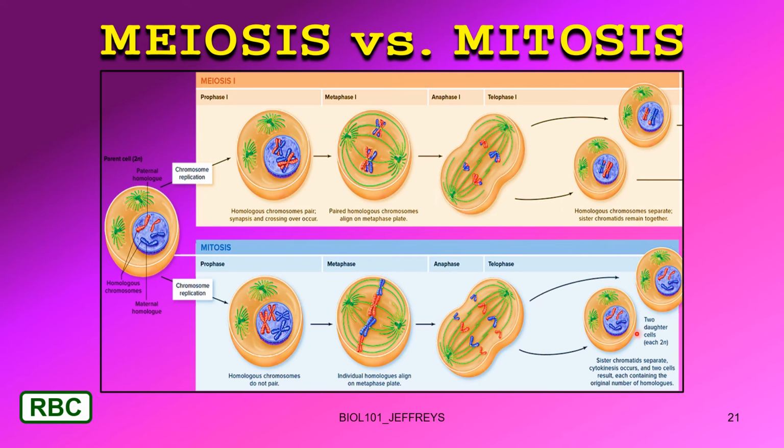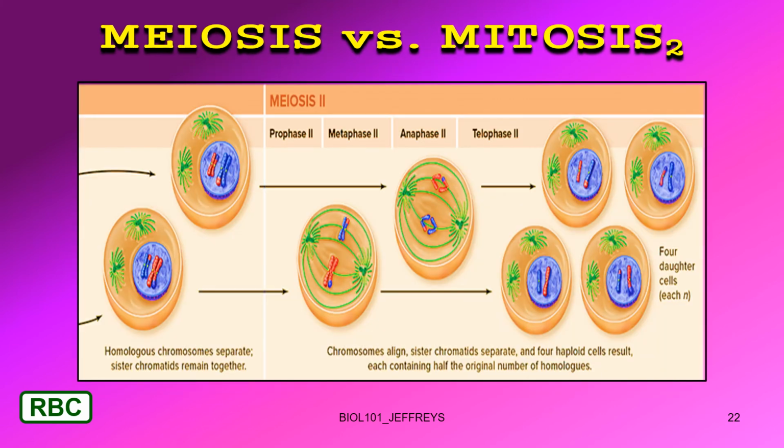Now this is where mitosis stops, and then each of these cells can then go through mitosis. But of course, in meiosis, these two daughter cells will proceed into meiosis 2.